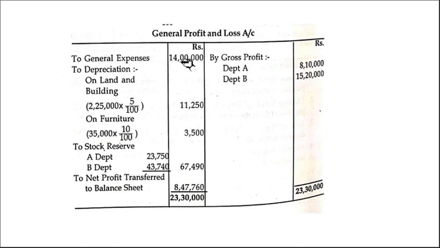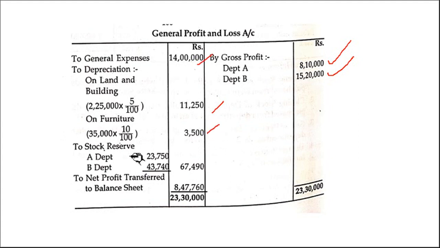So general profit and loss account, right? Gross profit brought down, department A and department B. This we have to write directly. Then general expenses 14 lakh. Depreciation. So 5% they said. Land and building 2,25,000 into 5%, 11,250. Furniture 35,000 into 10%, 3,500. So we have written all these.